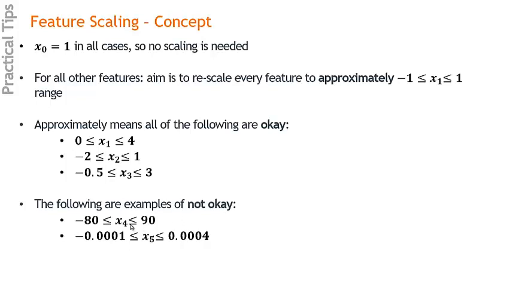All right, so this example is certainly not okay. x4 is from minus 80 to 90. That's more than 10 times the largest range here. And then this is very, very small. So these would not be okay. You could just divide x4 by 10 or 20, divide x4 by 20, that'd be good. And then multiply x5 by 1,000 or something like that. Looks like you'd have to multiply by 10,000. All right, so that's easy.